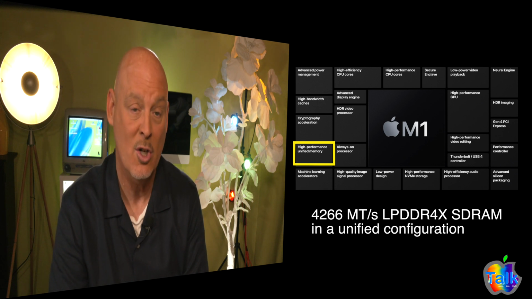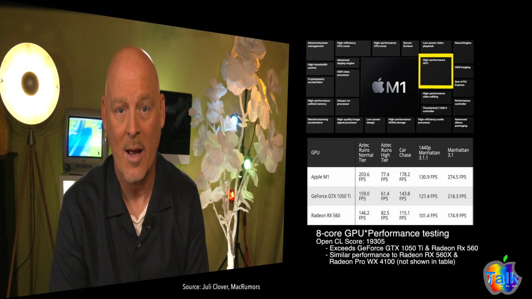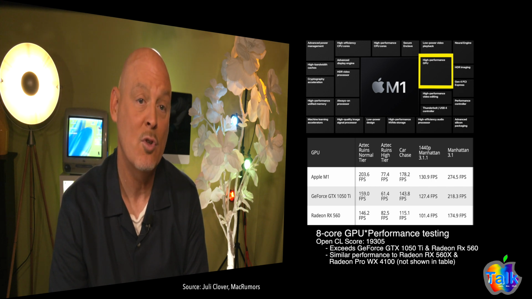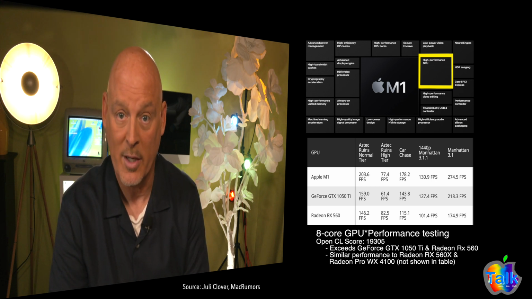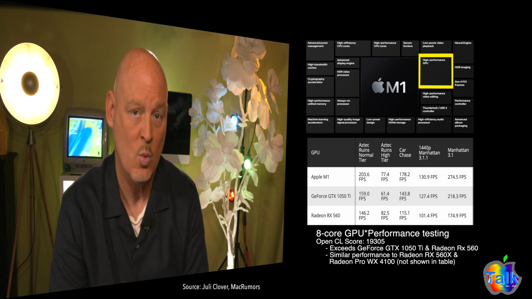It's mounted together with the SoC in a system in a package design in 8 and 16 gigabyte configurations. The GPU is 8-core except in the entry-level MacBook Air, which has a 7-core variant where the 8th core is disabled. According to Apple, the 8-core GPU can execute 25,000 threads simultaneously. It's capable of 2.6 teraflops of throughput. This is pretty comparable to the NVIDIA GeForce RTX 2080 Super.